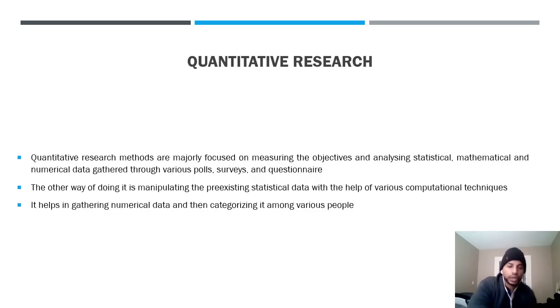Okay, quantitative research. Methods are majorly focused on measuring the objectives and analyzing statistical, mathematical, and numerical data gathered through various polls, surveys, and questionnaires. Highly number-based. The other way of doing it is manipulating the pre-existing statistical data with the help of various computational techniques. It helps in gathering numerical data and then categorizing it among various people. So basically you're using polls, surveys, questionnaires, and mathematical and numerical data that you get from these people. We'll get into that later.